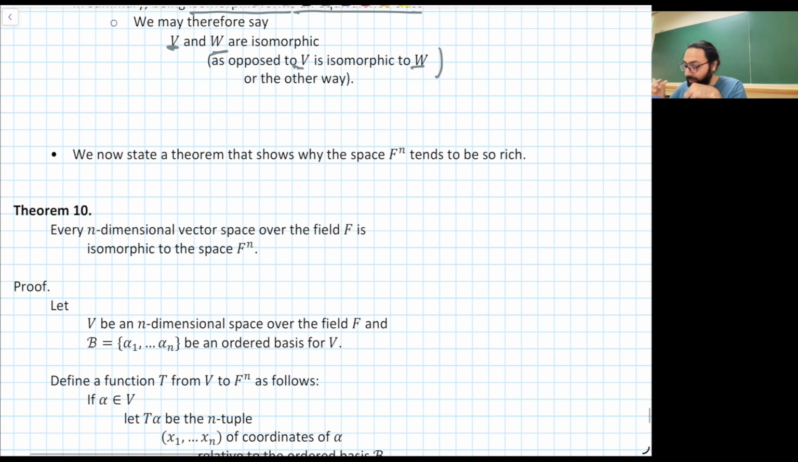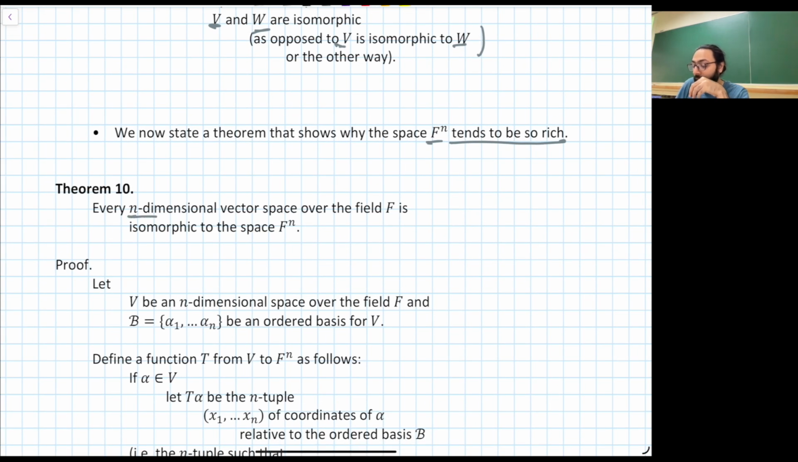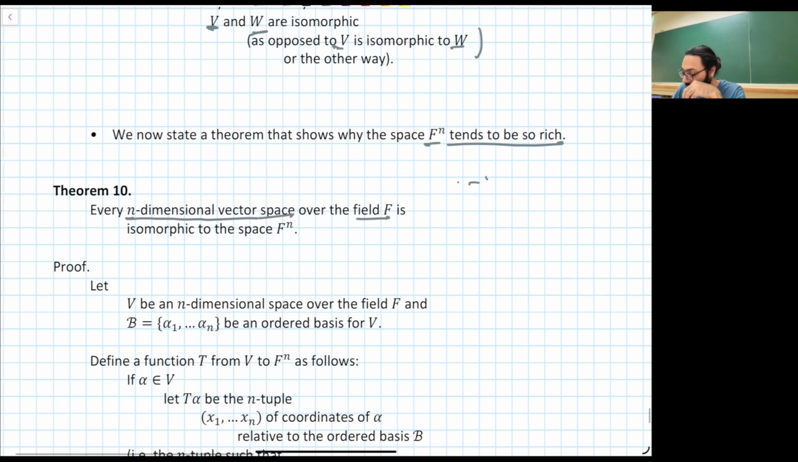So, right. So with all of this, we now state a theorem that shows why the space Fn tends to be so rich. So Fn was one very specific kind of vector space, right? But why it happens to carry a lot of structure is because one can formally understand it because of the following. Theorem 10 says that every n-dimensional vector space over the field F is isomorphic to Fn.